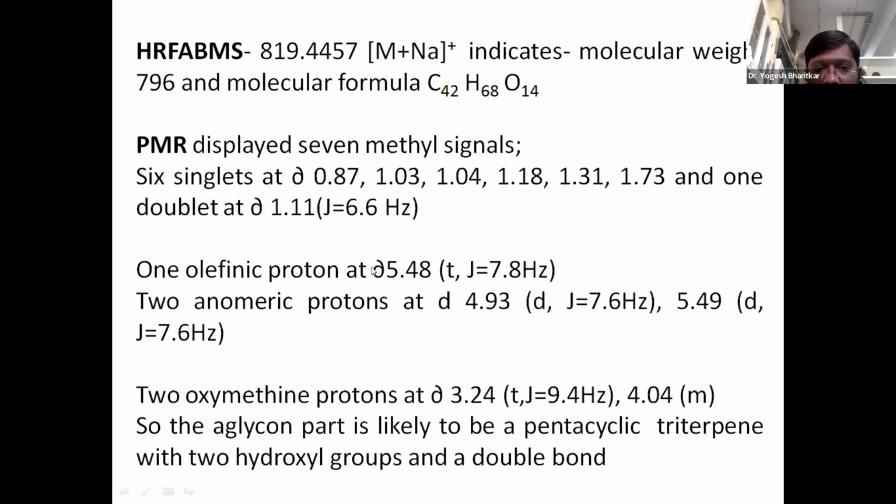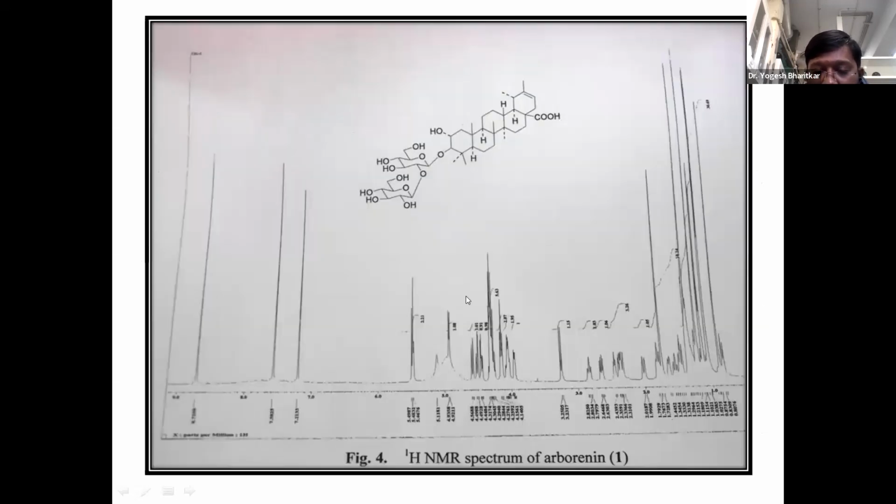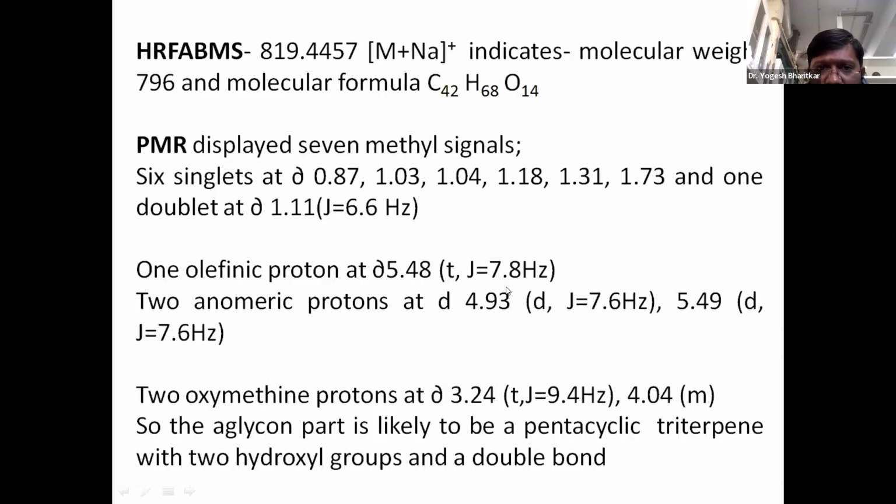One olefinic double bond gets a J coupling of 7.8 hertz. This is the olefinic spectrum we get, with the olefinic proton here for one proton, and the anomeric protons at 4.93 with coupling constant 7.6 and 5.49 with coupling constant 7.6. These are all beta attached.